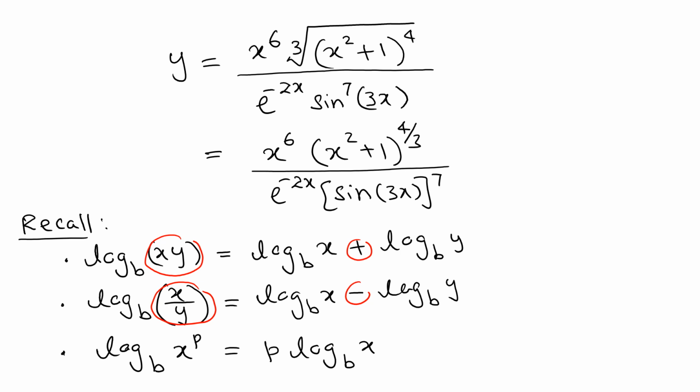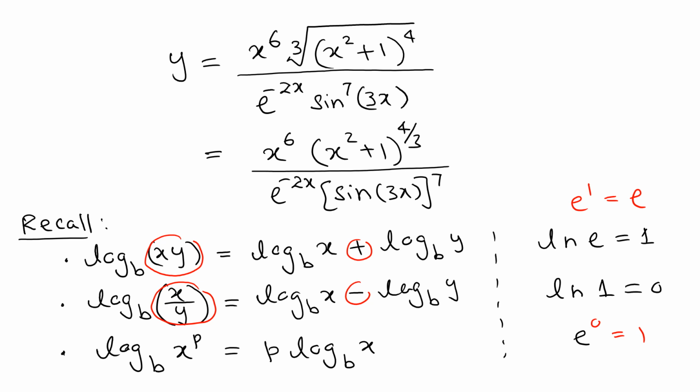And then we also use two other results. We know that natural log of e equals 1, and also that natural log of 1 equals 0. The reason is that any number to the 0 power is 1. That's why the second one holds, and here we can say e to the 1 equals e. And the interesting part is that the first three are valid for any base.